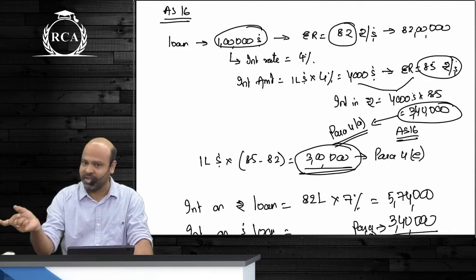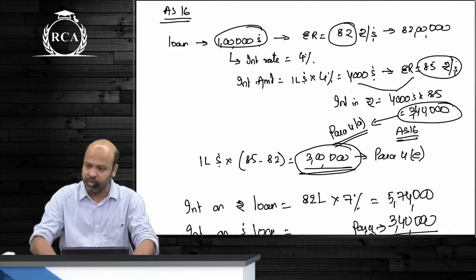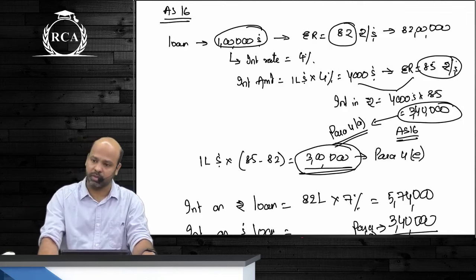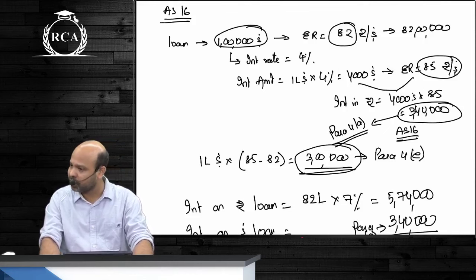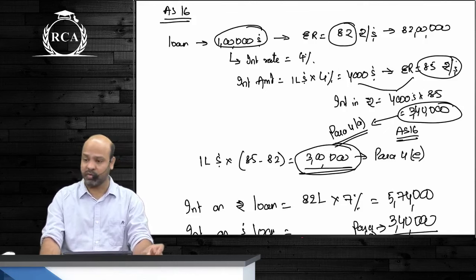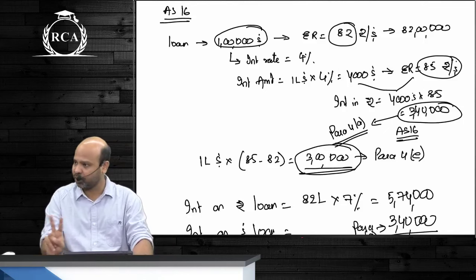So AS-16, borrowing cost, deals with the recognition of interest in the books of accounts. Normally whatever is the interest expenditure is transferred to P&L account. AS-16 covers those instances where borrowing cost will not be transferred to P&L account, instead it will be capitalized. For this, you should know what is the meaning of the word borrowing cost and what is a qualifying asset. Two important things.